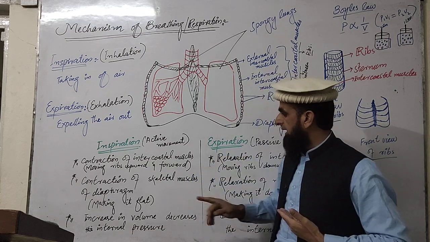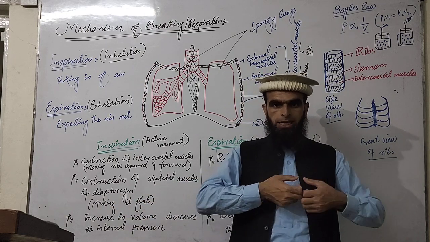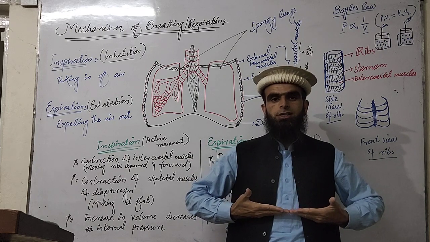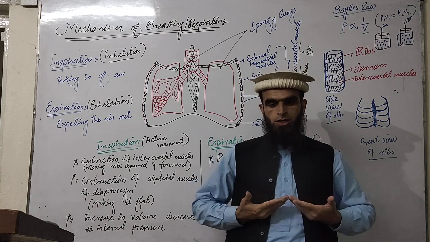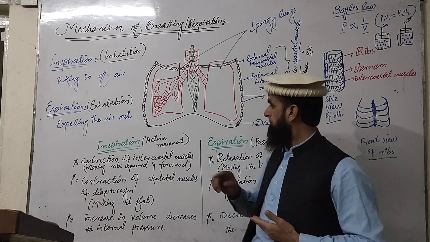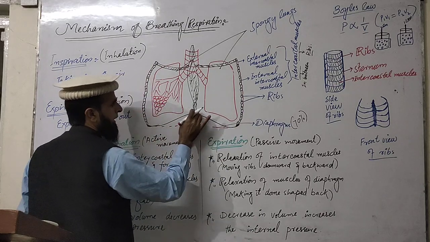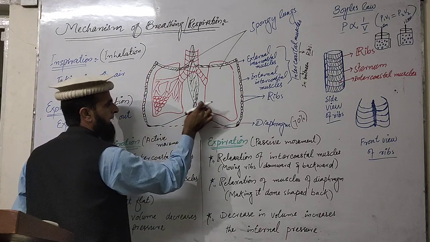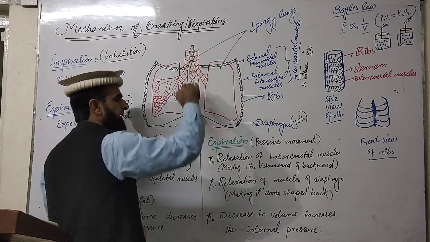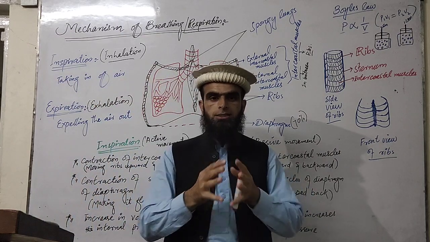As a result, what happens? When the muscles of the diaphragm contract, it becomes flat. The dome-shaped structure is converted into a flat structure. So when it becomes flat, a space between the diaphragm and the lungs is produced. The ribs are elevated and the diaphragm goes downward, because of which there is a space above the lungs and below the lungs.